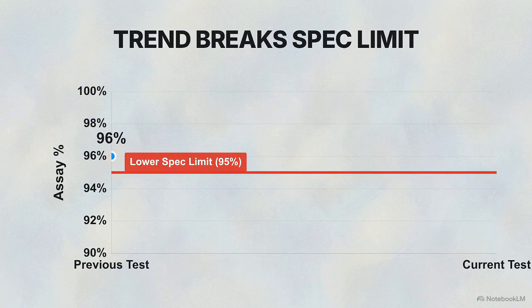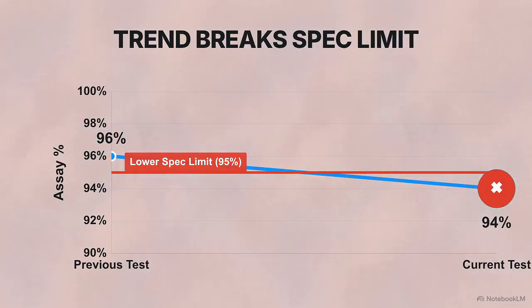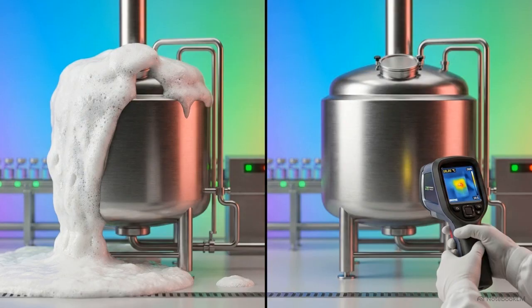If you take no action, the trend line inevitably drops to 94%, crashing through the lower boundary limit and triggering a massive failure indicator. OOS shows you the problem. OOT warns you before it happens.